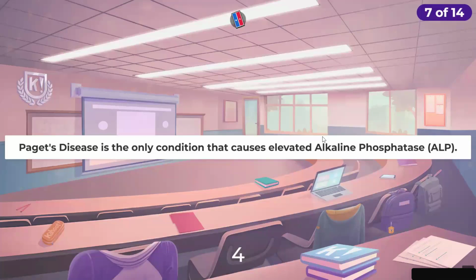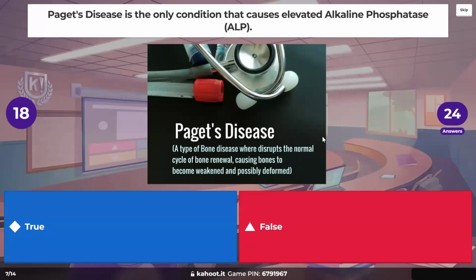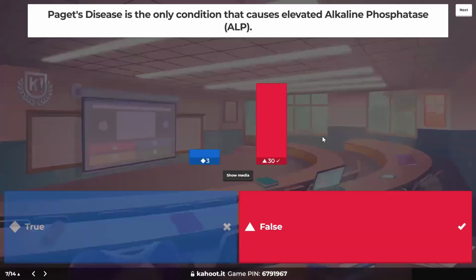True or false? Paget's disease is the only one that causes elevated ALP. Yeah, it's not the only one. It's the one that really makes it high and the one to remember for when it's super high. And most other lab values are pretty normal.